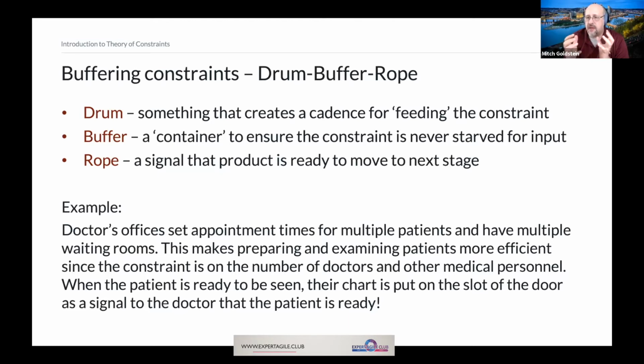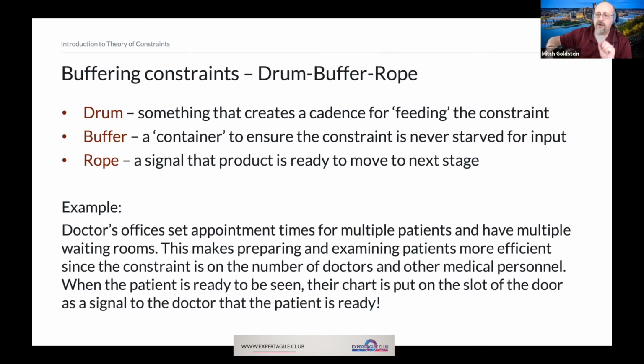And it makes the efficiency of a doctor's office increase by leaps and bounds because the constraint is the number of doctors and other medical personnel. Everybody wants to see the doctor, but there's only one doctor. So we build this system around the doctor to make sure that the doctor never has too much input, always knows where he or she needs to go next, and never lacks people ready to be seen. And we do that by having multiple waiting rooms.